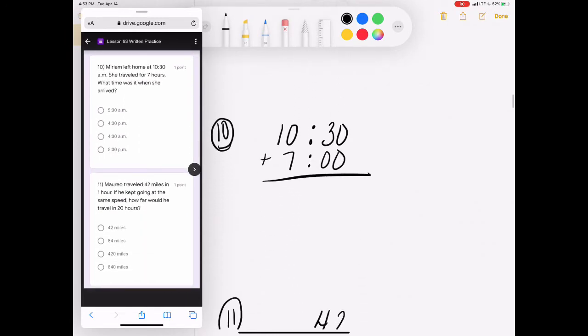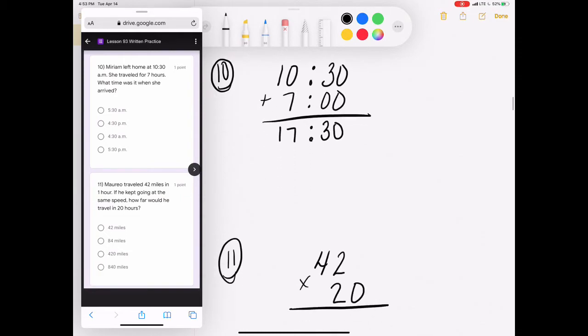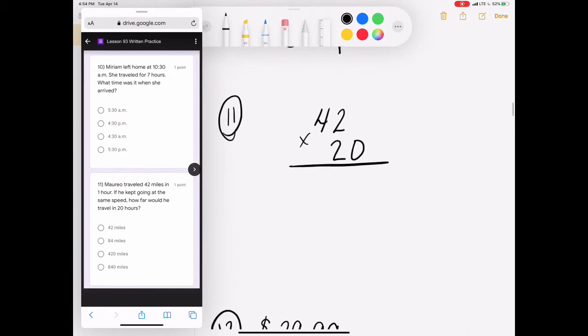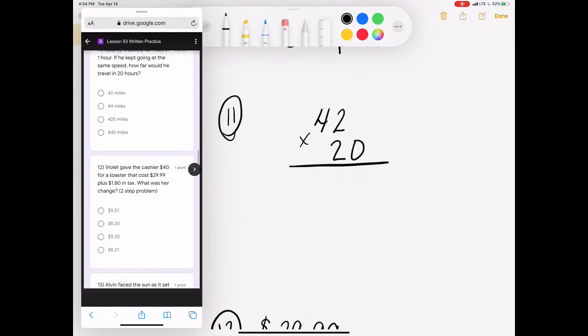Number 10, 10:30 a.m. She traveled for 7 hours. What time did she arrive? So we add the 7 hours. I'm going to show you a trick. That's 17 hours. Unless we're in the military, we don't say 17:30. So count up from 12. So if you subtract 12 from this, it would be the same thing. That would be 5:30. I don't know why I wrote another 5. 5:30 p.m.